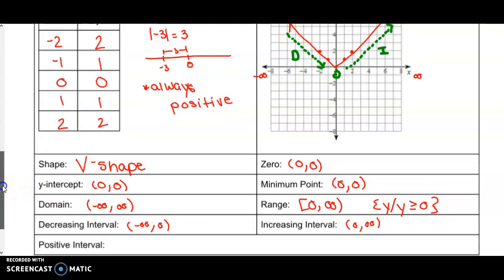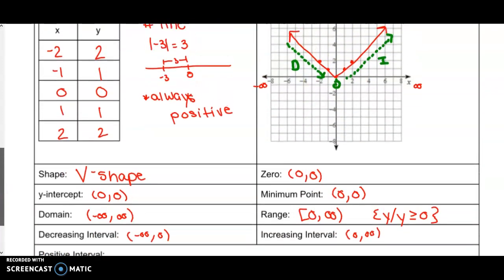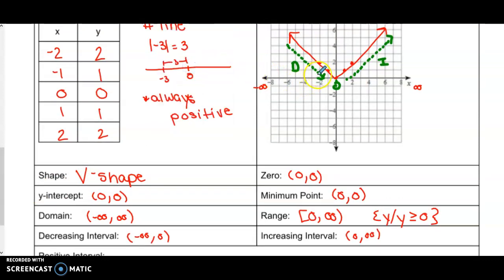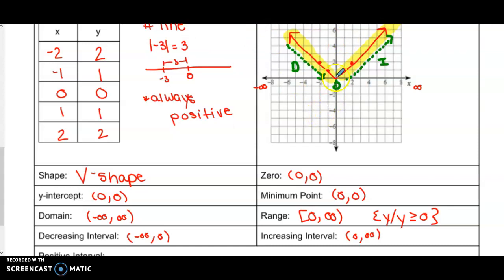All right, the last piece is positive versus negative. And notice that this says just positive only, it doesn't even say negative. That is because the graph is above the x-axis. So everything is above the x-axis except for one point. And that one point is 0, 0. So all of this is above and all of this is above. So the only thing you've got to pay attention to is that this one point right here is neither.